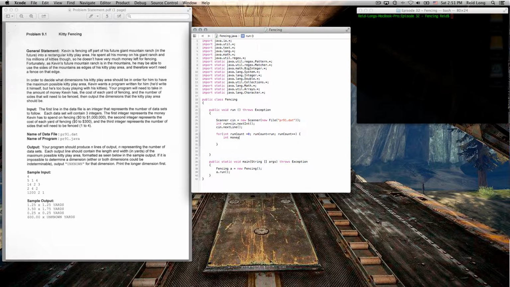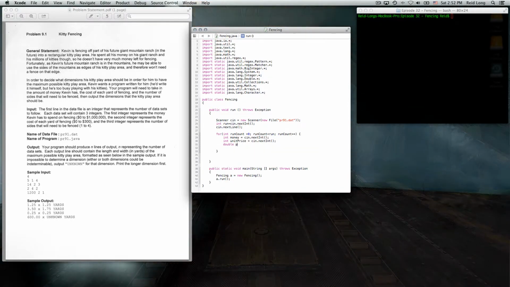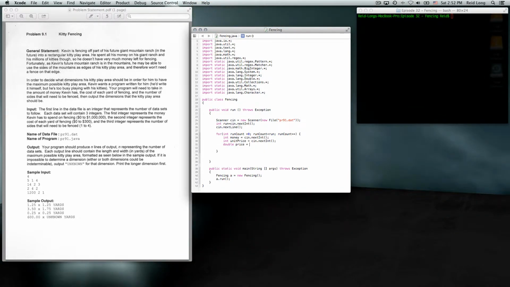So first, you're going to have to load in your variables. I'm going to take the money variable and the unit price variable with nextInt. Before I do any more, I'm going to derive the price that I'm using to calculate with, which will be equal to money divided by the unit price cast to a double, so I get my decimal answer. Then I'm also going to store the sides as just another integer. Okay, so once I have the sides stored, everything is good to go. Now I just write the switch case.